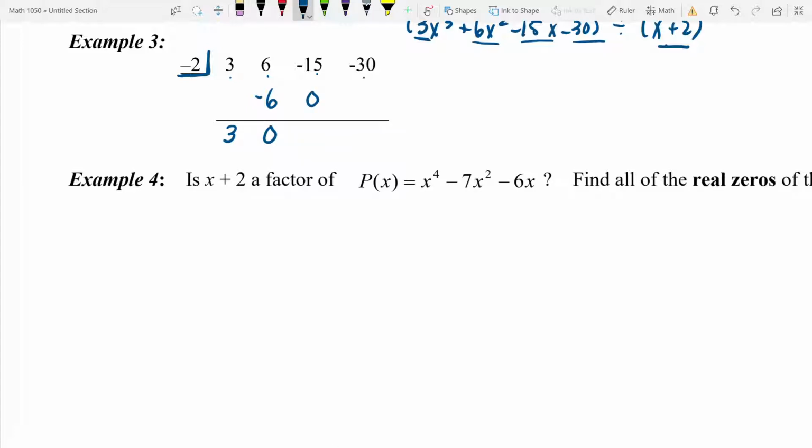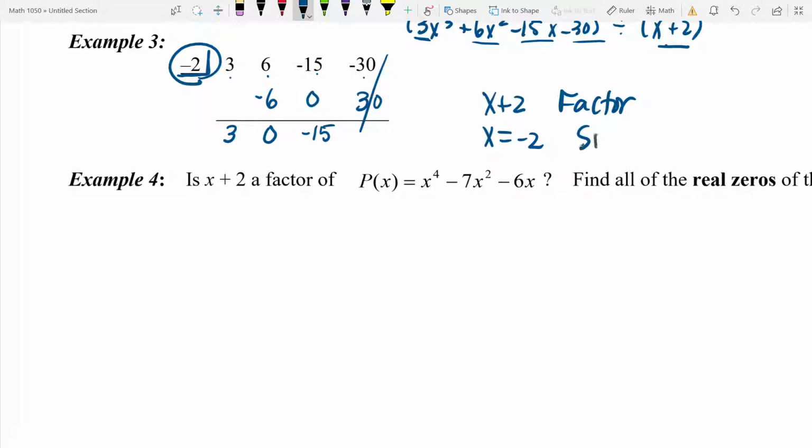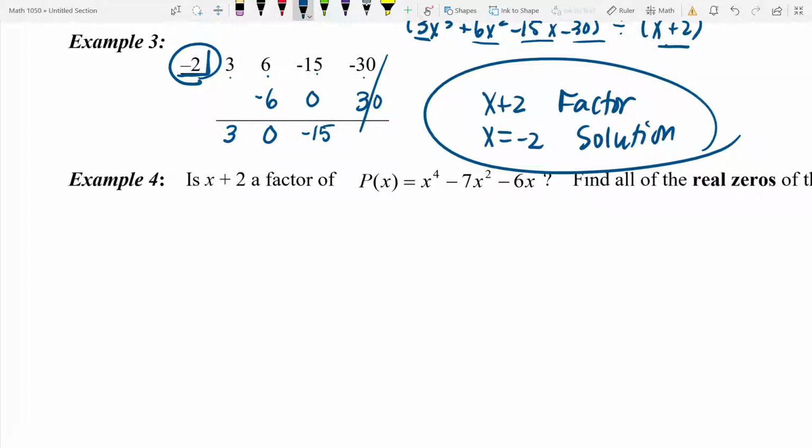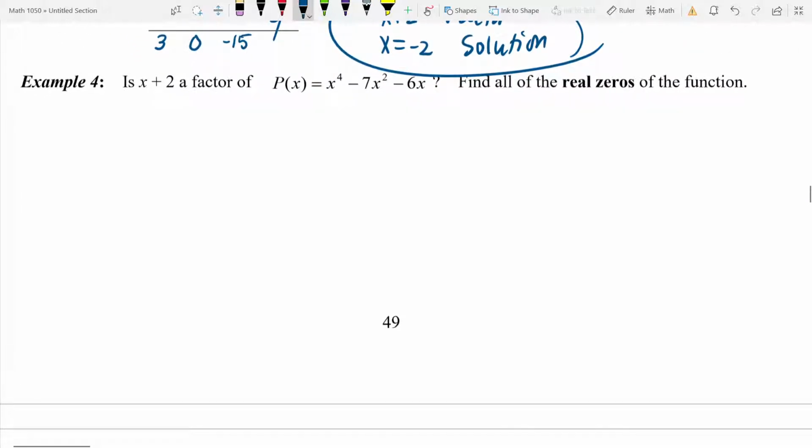Negative 2 times 0 is a 0. Negative 15 and 0 is a negative 15. A negative 15 times a negative 2 is a positive 30, and I have no remainder. So since I have no remainder, then I know that x plus 2 must be a factor, which also means x equals negative 2 must be a solution. That's super important that you understand that. Okay, here we go. Is this a factor? Find all the real zeros.